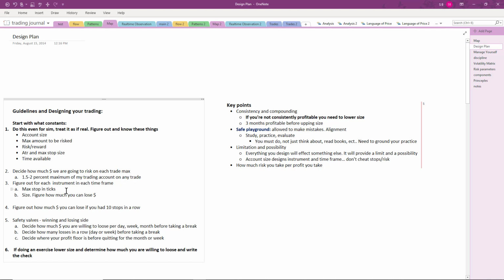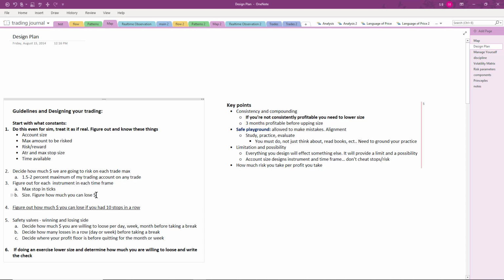Now it's important. I want to know how much I can lose per trade. So, for instance, if my maximum stop is 30 ticks in a currency, we can use an example of risking 300 bucks per trade, or you can use the example of risking 30 bucks. We'll do 30 bucks. Whatever it is, this is very important. You want to figure out how much you can lose if you have 10 stops in a row.